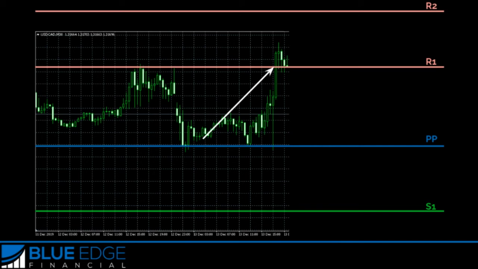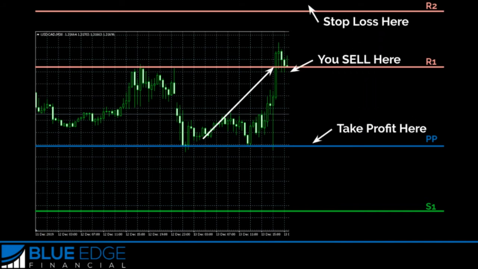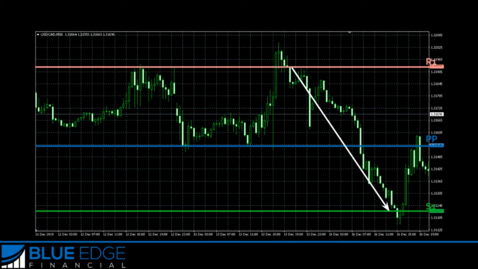Now you see the market moving back below the R1 resistance level, and you decide it's time to sell again. So let's see what would have happened. Boom, we're on fire, right? So that one reached all the way down to the S1 level, and then you can see even from there, it bounced off again and came all the way up and hit the pivot point level once again.